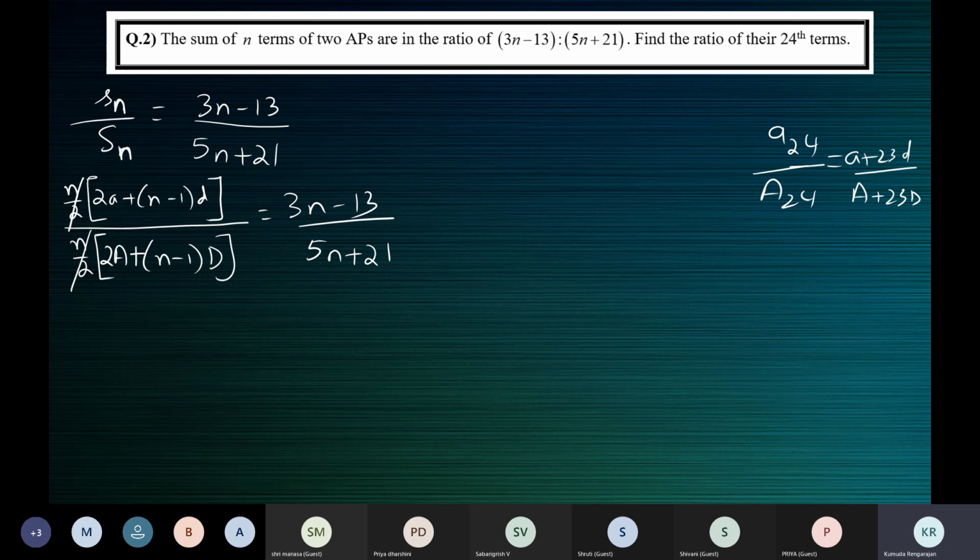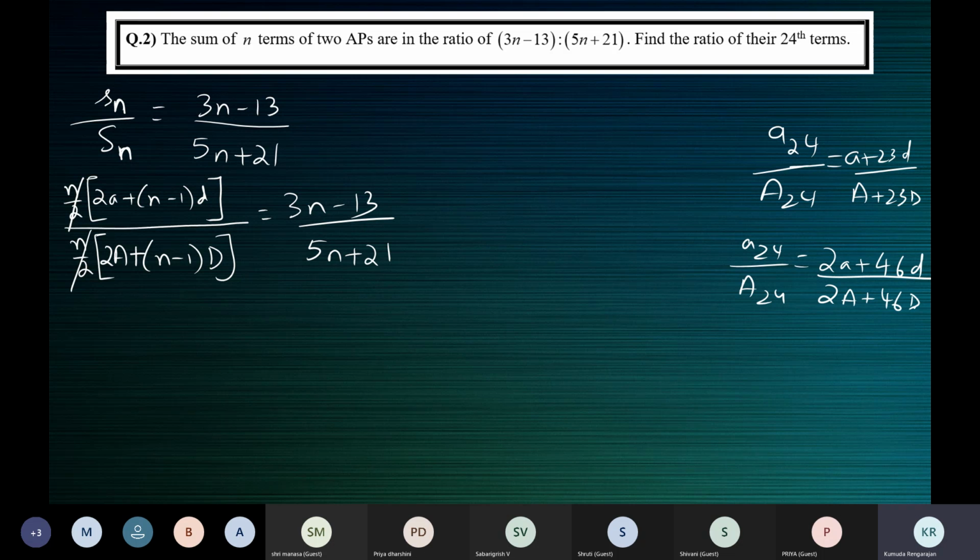But here what do we have? We have 2A here. In our working, we have A and D, but we have 2A. So let's multiply the numerator and denominator by 2 and see what happens. You can multiply the numerator and denominator by 2. So it's like 2A plus 46D by 2A plus 46D.